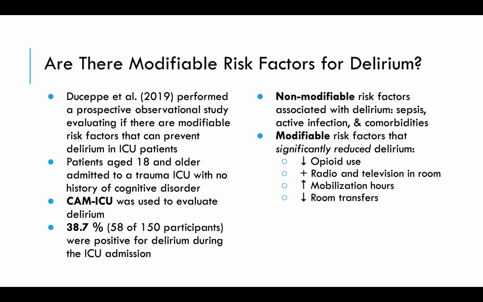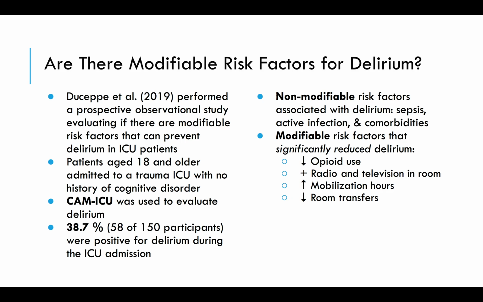Giuseppe et al. evaluated if there are any modifiable risk factors that can prevent delirium in ICU patients. Here they only used patients 18 years and older that were in a trauma ICU with no cognitive disorder. The CAM-ICU again was used to evaluate delirium, in which 38.7% were positive for delirium during their ICU admission. Some non-modifiable risk factors associated with delirium were sepsis, active infection, and comorbidities.